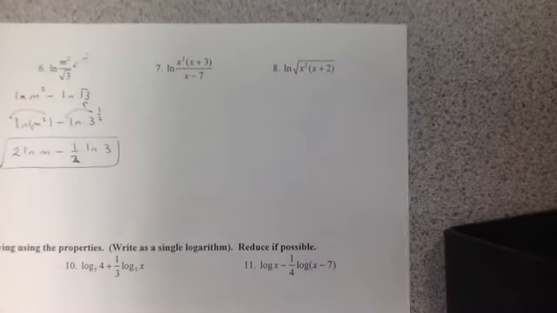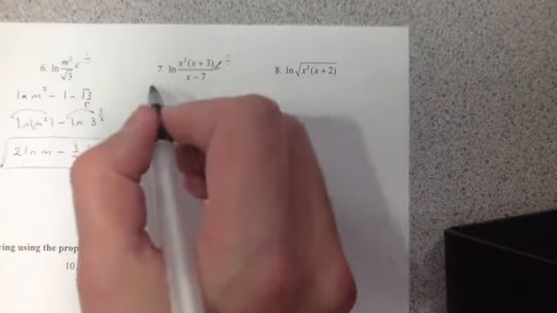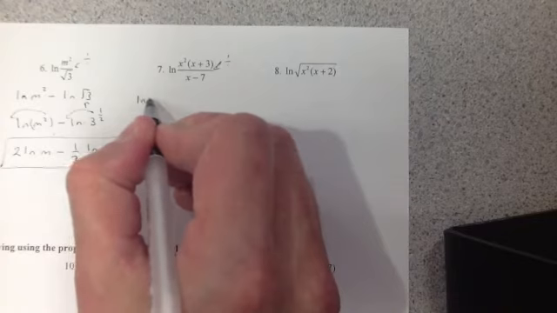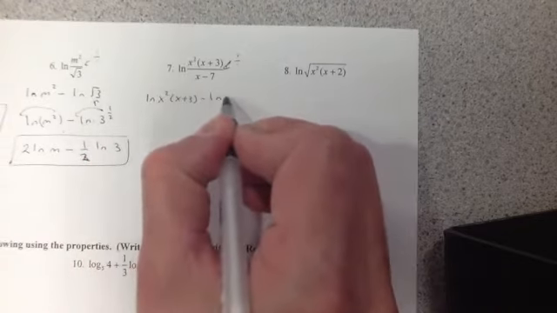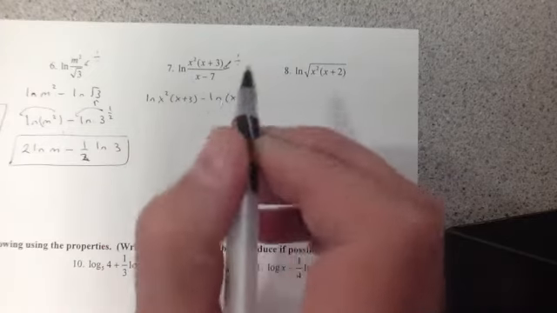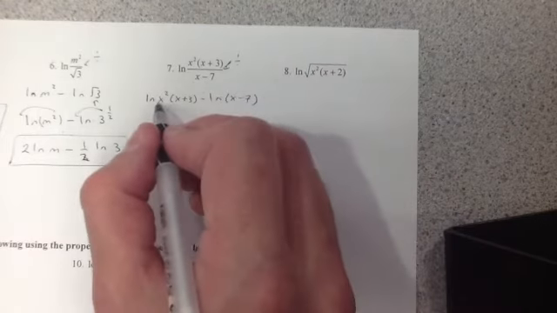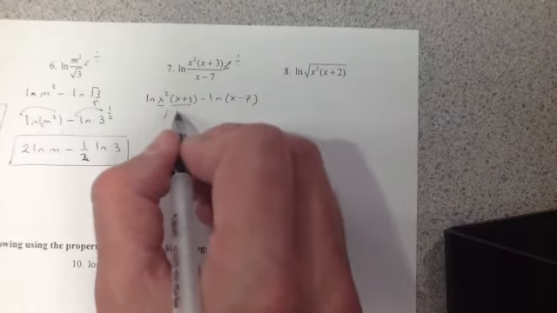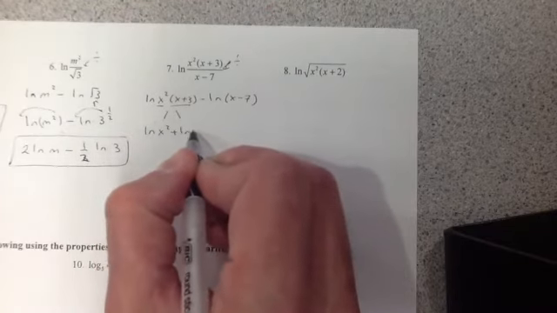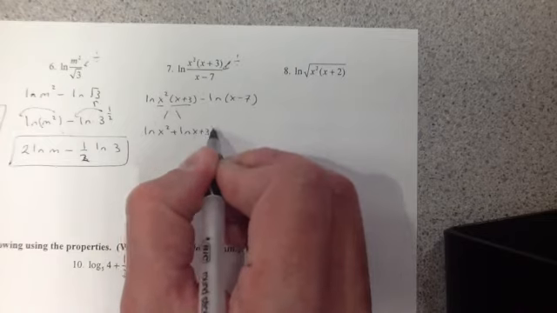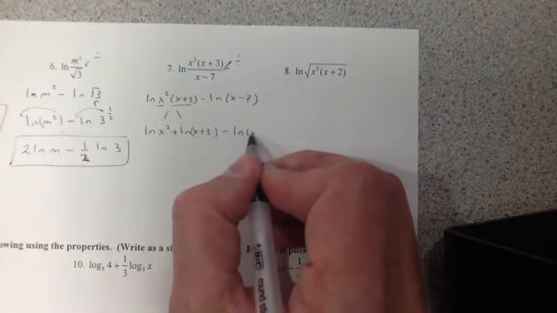And worst comes to worst, we just make them longer. Okay, so we have a division, so that has to go first. So we're going to get the natural log of x squared times x plus 3 minus the natural log of x minus 7. Again, please be careful, don't distribute. Now, if you notice over here, we have a product. So I can rewrite this one as the natural log of x squared plus the natural log of x plus 3. Put that in parentheses, helps out for later on, minus the natural log of x minus 7.